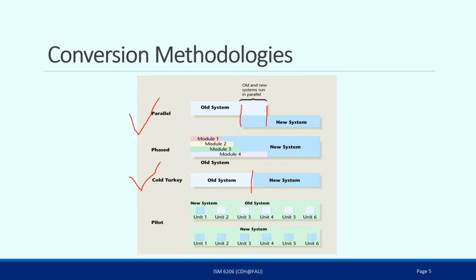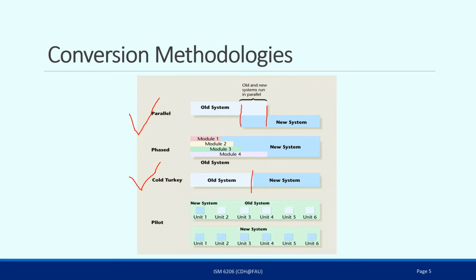Okay, so this is very aggressive. This is very quick. This is usually much cheaper. But at the same time, it's very risky. What happens if the new system doesn't work? What happens if some of the requirements are not met? So what happens if the new system actually not only doesn't work, but it breaks other parts of the operations?